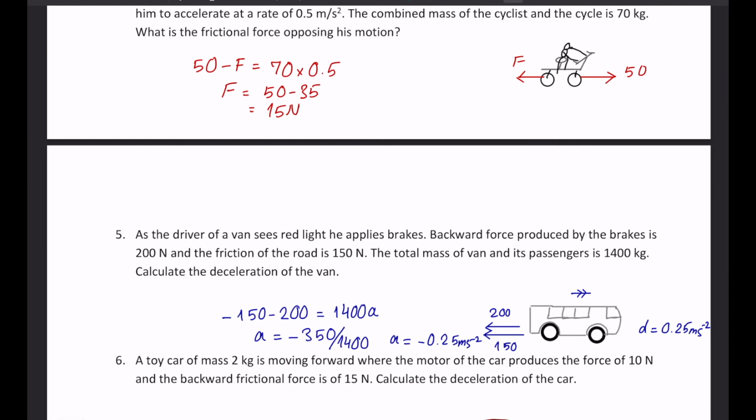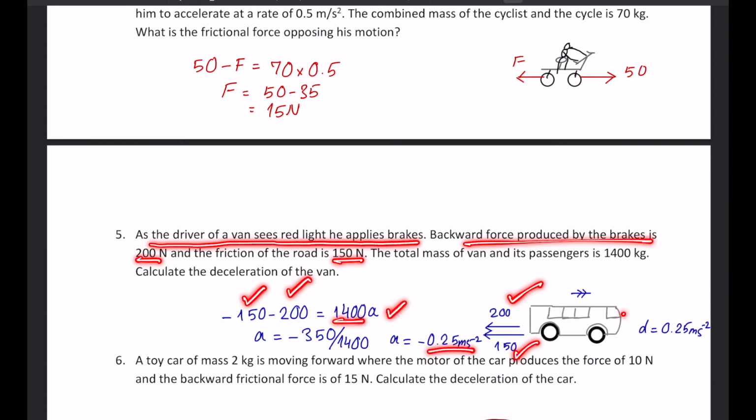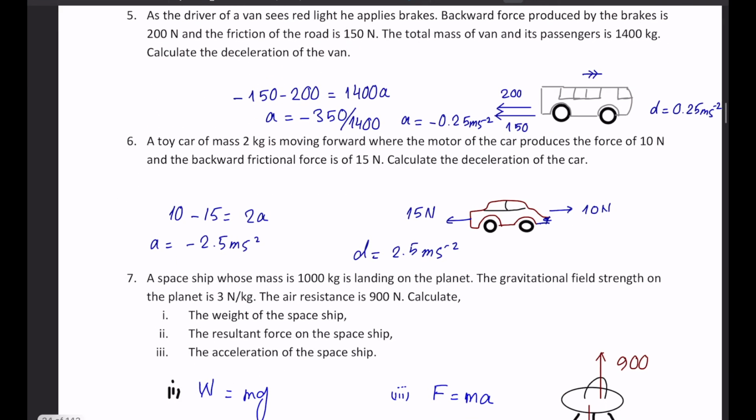In another question, it says the driver of a van sees a red light. He applies brakes. Backward force produced by the brakes is 200 Newton and the frictional force is 150. So both of them should be backward forces, 200 by the brakes and then there's a resistive force. Since he's applied brakes, obviously the engine is not working in the forward direction. So both forces are opposite to the motion. They are both going to be considered negative, equals mass times acceleration. You get a negative value of acceleration, which indicates that the van is decelerating or slowing down.